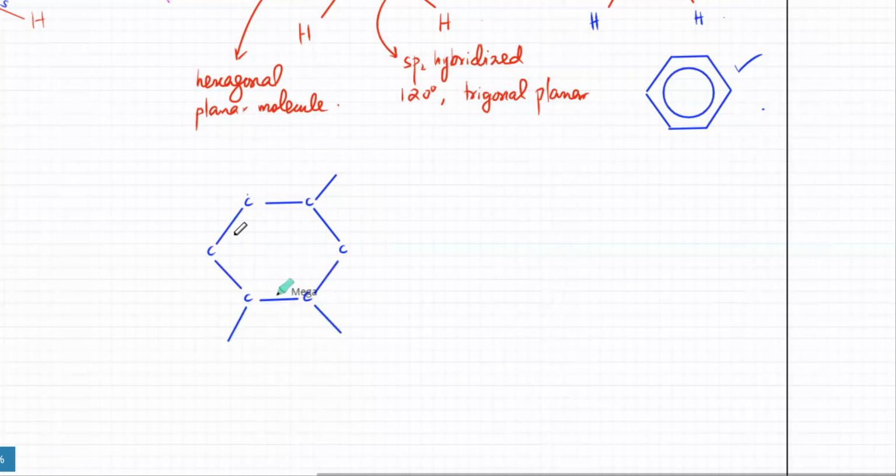And remember, you get a lot of questions on the structure of benzene as well. So here are the three bonds that each carbon atom makes with hydrogen. And the hydrogen can be substituted, but there could be something else instead of hydrogen. So there would be lots of benzene derivatives.